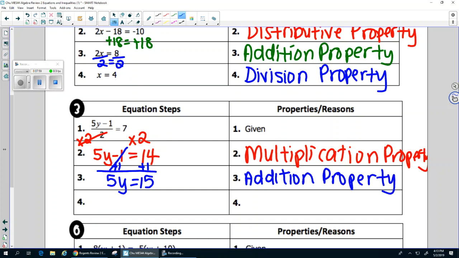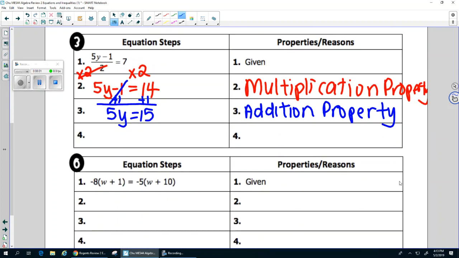Okay, these properties are essential to algebra. And last but not least, I have 5y equals to 15. To solve for y, let's divide by 5 on both sides. I get y is equal to 3. This is the division property.